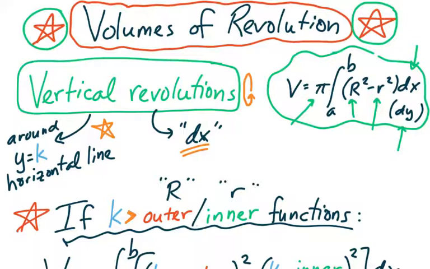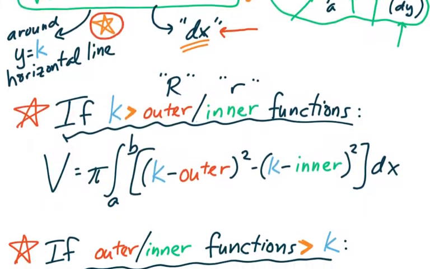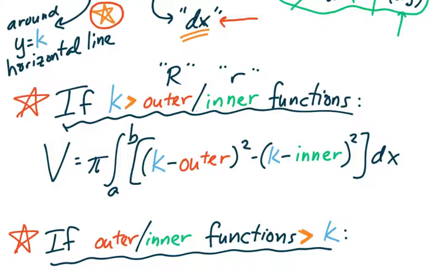So when you see a vertical revolution, you think two things. First of all, you're spinning around some y equals k horizontal line, and you're going to be using dx, which means everything should be solved for y equals for your formulas. All right, now which one do you put first? Is it the axis and then you subtract the function? Here's what I think. If your axis, k, your horizontal axis, is greater, I'm thinking the word above. So you have your functions below it, and your axis that you're going to spin it around is above both of those functions. We use this formula here.